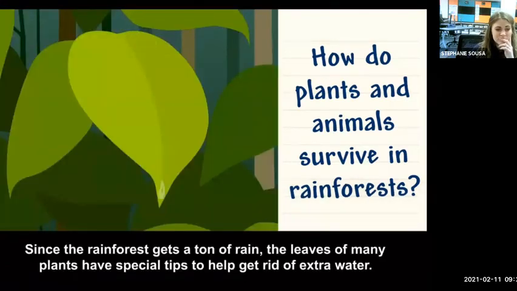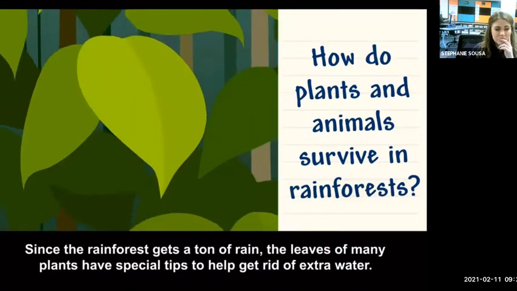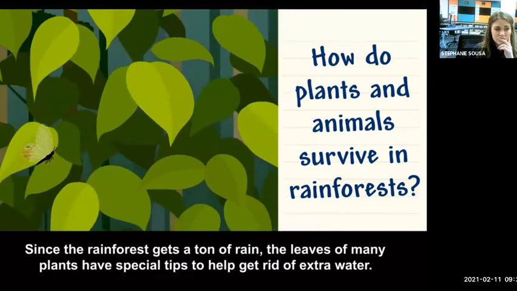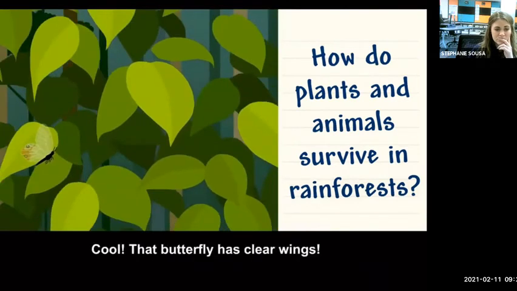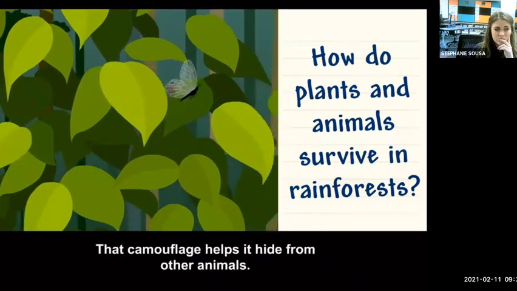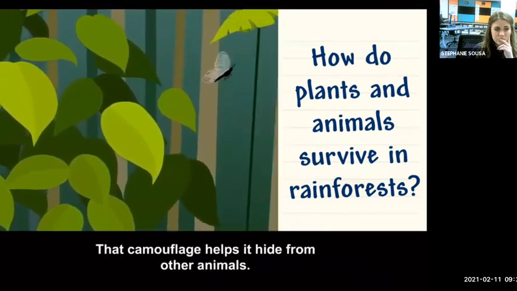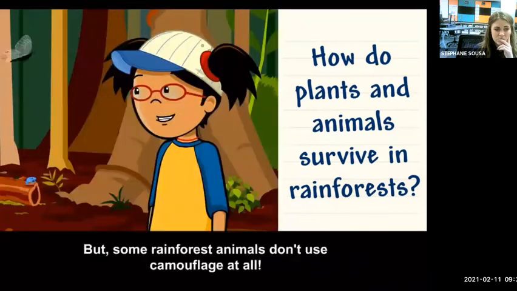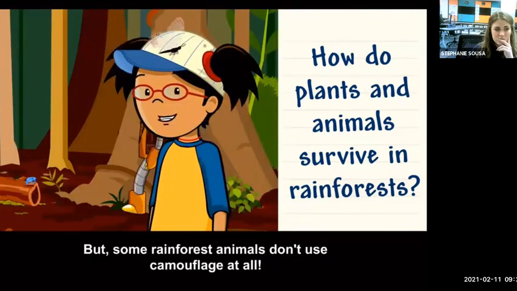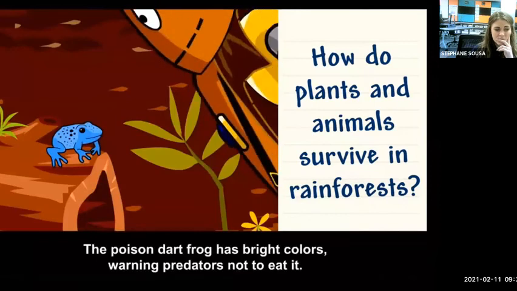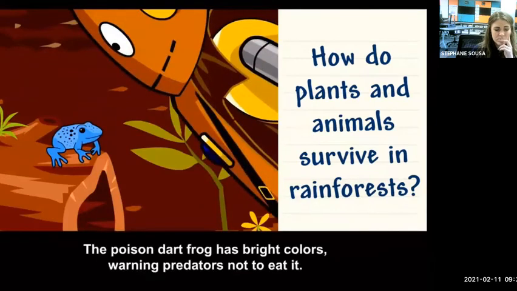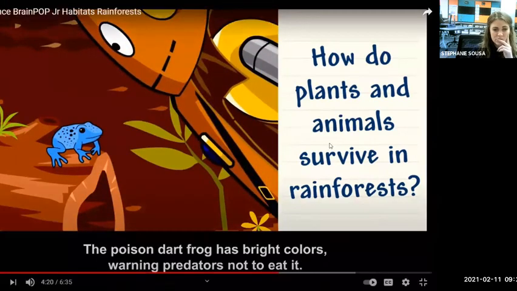Since the rainforest gets a ton of rain, the leaves of many plants have special tips to help get rid of extra water. Cool! That butterfly has clear wings. That camouflage helps it hide from other animals. But some rainforest animals don't use camouflage at all. The poison dart frog has bright colors, warning predators not to eat it.